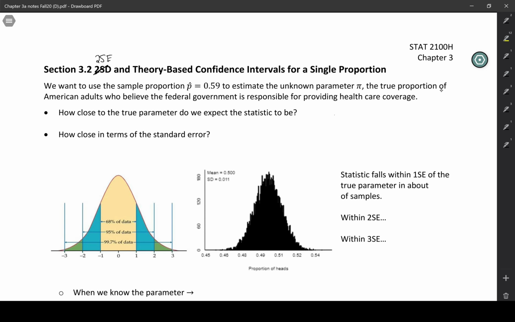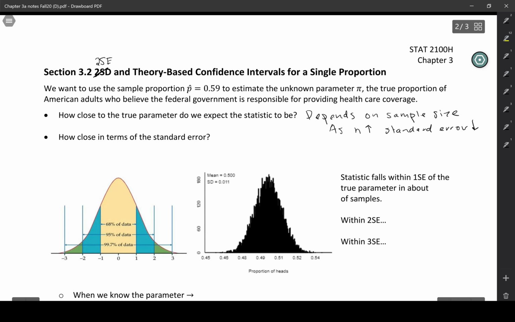So how close to the true parameter do we expect that statistic to be? And like it often is in statistics, the answer is, it depends. Specifically here, it depends on the sample size, right? So how precise our estimate is depends on the sample size, because as the sample size gets larger, the standard error gets smaller. And the smaller the standard error, the closer we expect the statistic and the parameter to be to each other. So a better question really might be, how close do we expect them to be in terms of the standard error?